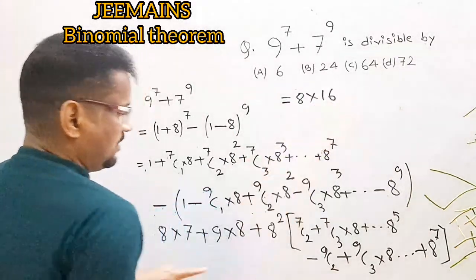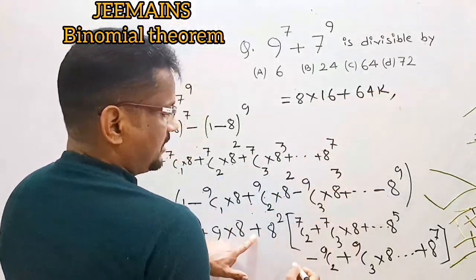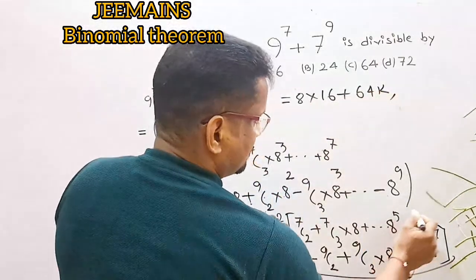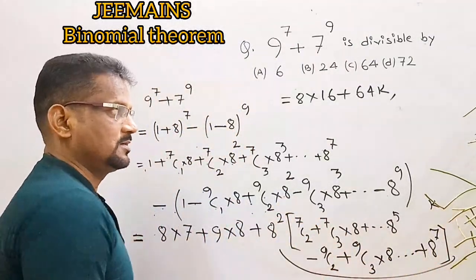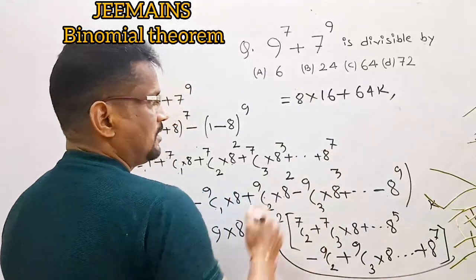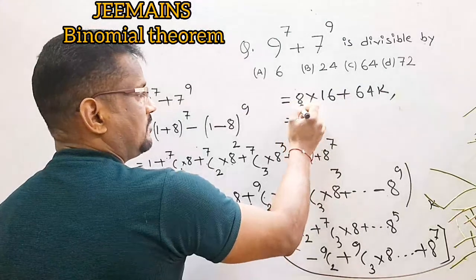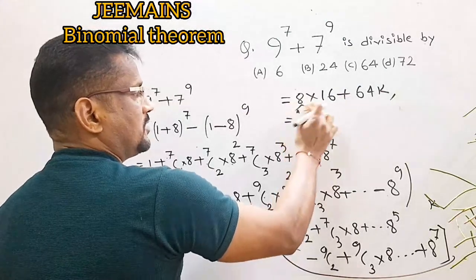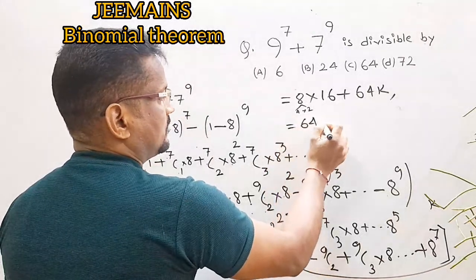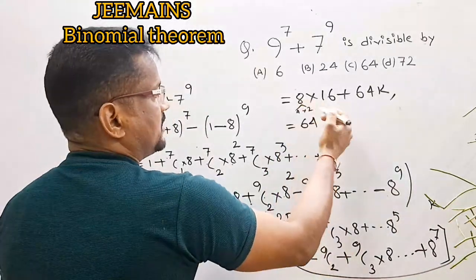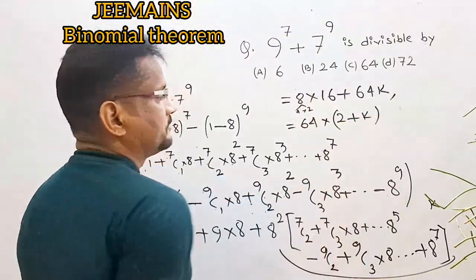Then here if you simplify, 8 common, you can write 8 into (7 plus 9), that is 16, plus 64k. This entire value let us represent by some letter k, because as a whole it's an integer if you simplify this. So k is an integer. Now here you see, 64 is common, because 8 you can write as 4 into 2, and 4 into 16 is 64. So you can take 64 common. Then what is left here? 4 into 2 left, plus k.